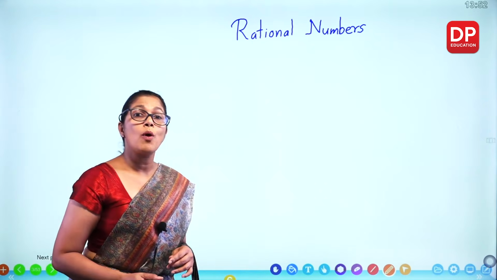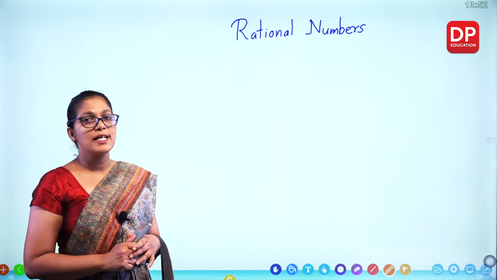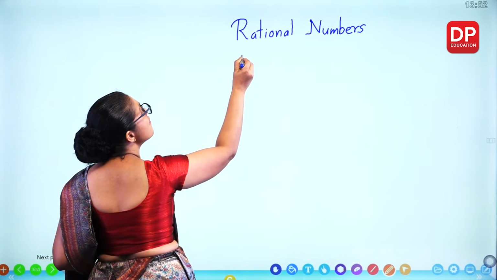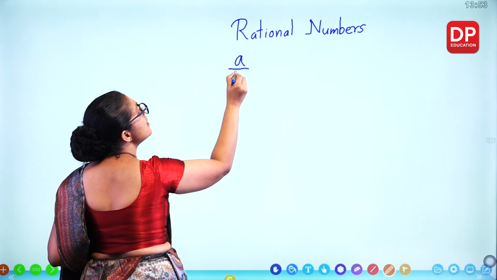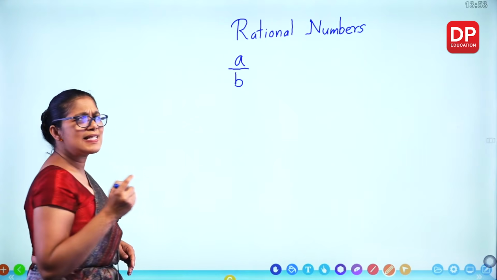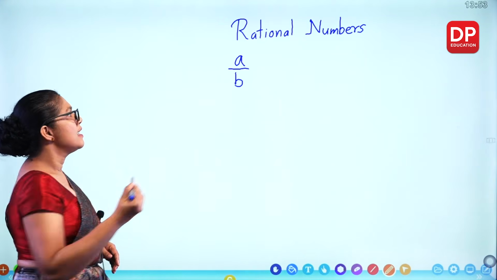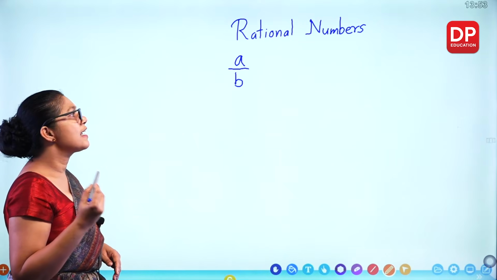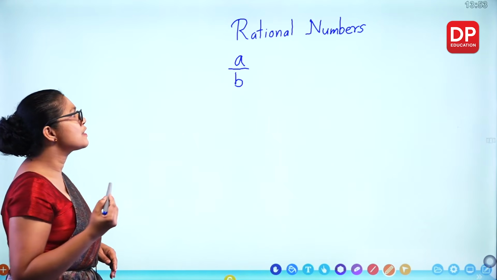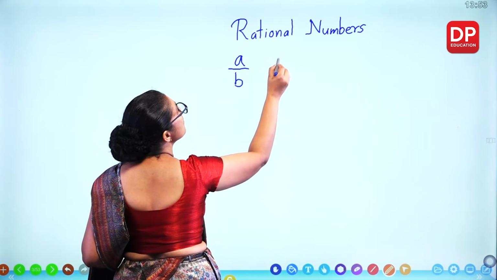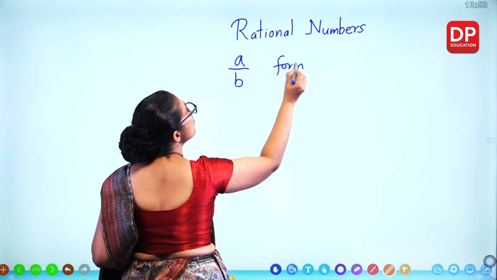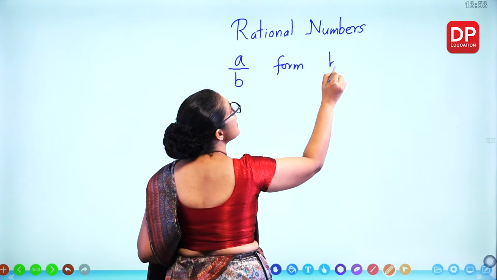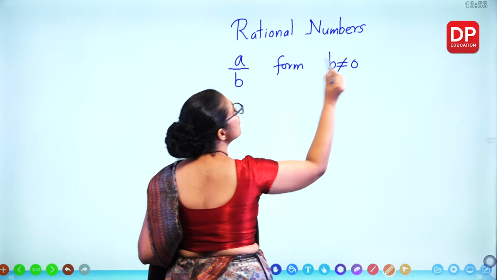Now we'll take what are rational numbers. So rational numbers are defined as: if we can write any number in this form. What is this? It's a fraction. A is the numerator value, B is the denominator value. If we can write any number in this form, we say those are rational numbers. So here B cannot be 0.